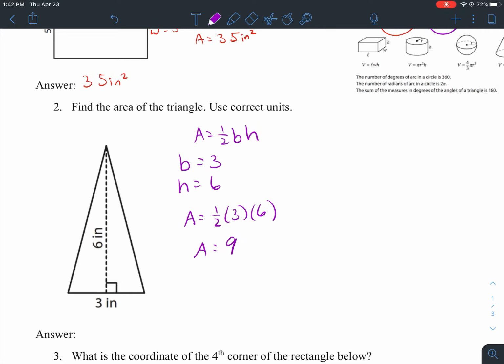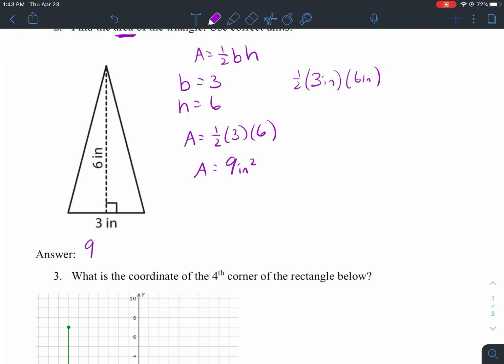which is going to give us 9. And again, the units on this should be inches squared. It's area, right? And we had 3 inches and 6 inches. We had inches twice. So our answer should be 9 inches squared.